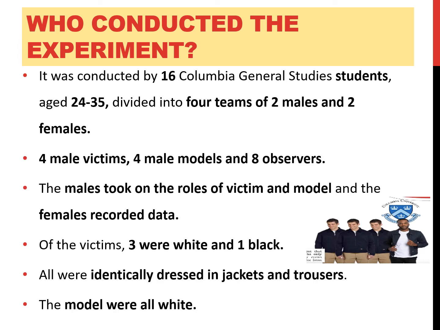Now the role of the male: one male is the victim. So for example, one group has 4 people. The first male is the victim, the one who collapses, okay? The second male student would be the model who would offer help. And then the 2 females would be the observers, okay? So there is 1 male victim, 1 male model, and 2 observers for every team. So in total there are 4 victims, 4 male models, and 8 observers. So the observers are all female only.